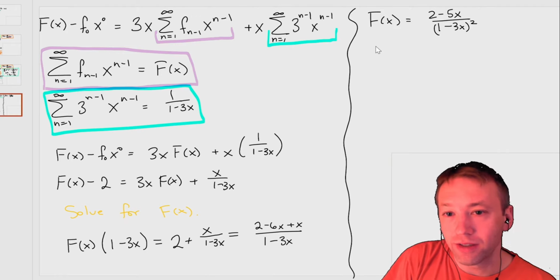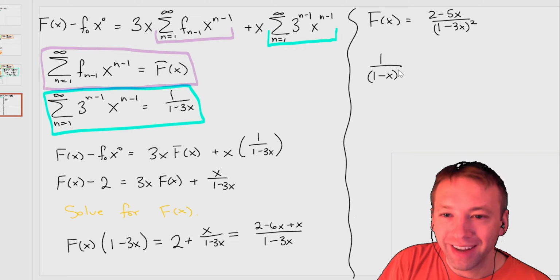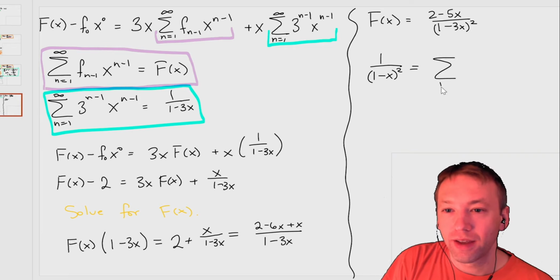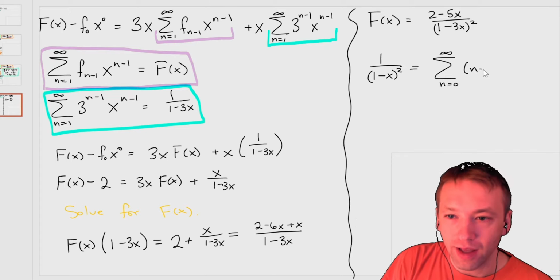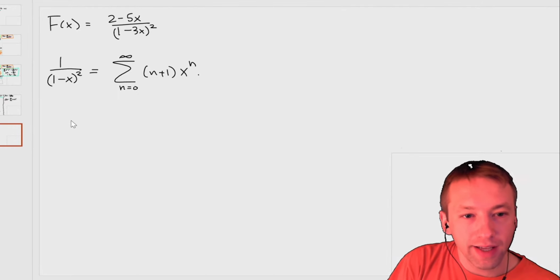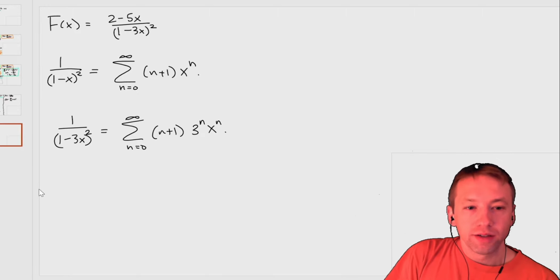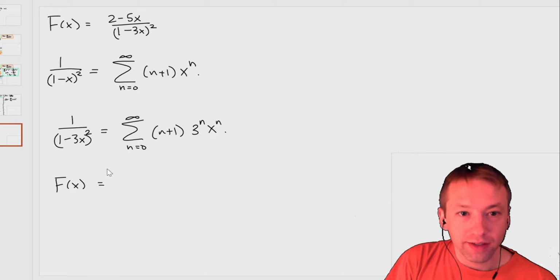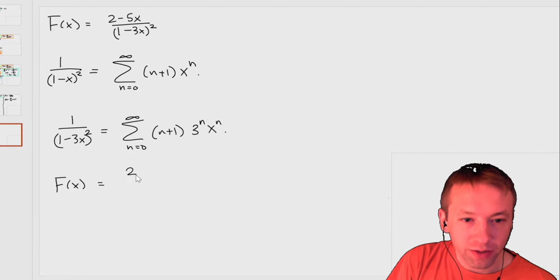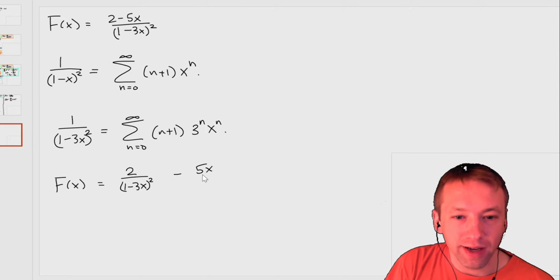And this is good news because this is something we can understand in terms of our standard generating functions. So remember that 1 over 1 minus x squared is the sum n equals 0 to infinity of n plus 1 x to the n. And we can use that here. So using this, I can say that 1 over 1 minus 3x squared is the same thing as the sum n equals 0 to infinity of n plus 1, 3 to the n, x to the n. So now this tells us that f of x is 2 over 1 minus 3x squared minus 5x times the same thing.